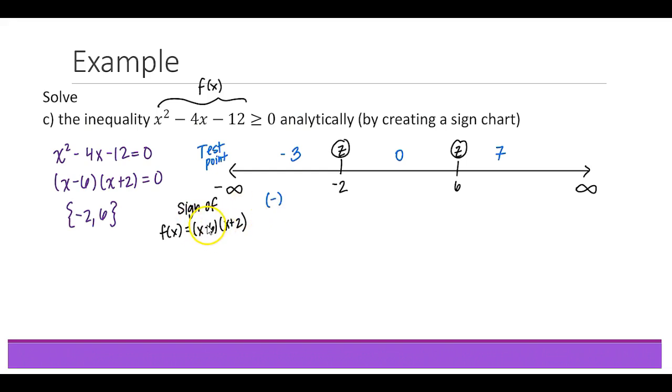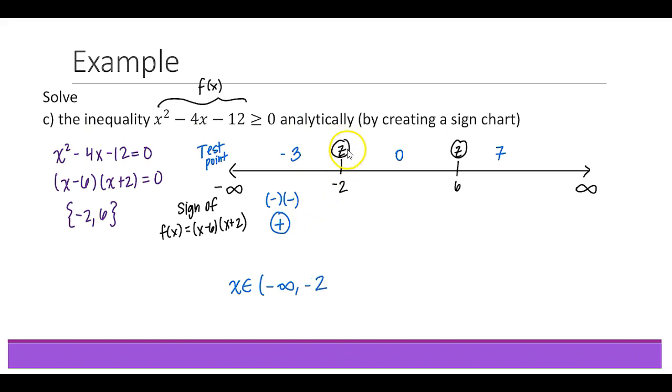So this first factor is negative, and then negative 3 substituted into x plus 2 is going to be negative 1. So I have a negative times a negative, and a negative times a negative is a positive. So this first interval from negative infinity to negative 2 is a positive interval, and we wanted positive intervals, greater than or equal to 0. So part of my answer, I'm going to start writing it already, will include this interval from negative infinity to negative 2.